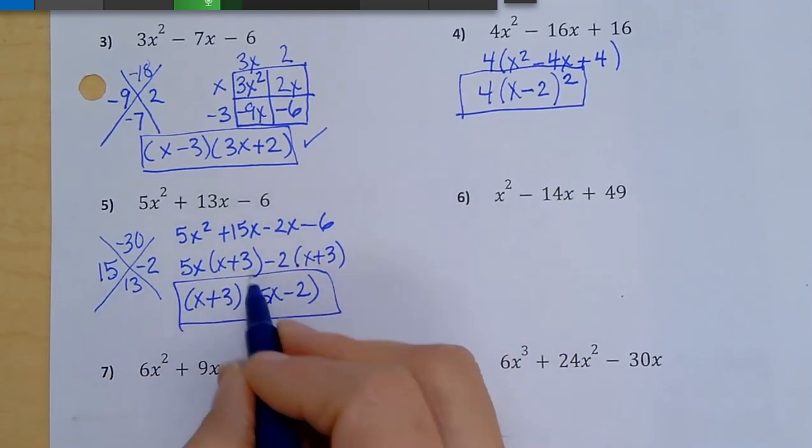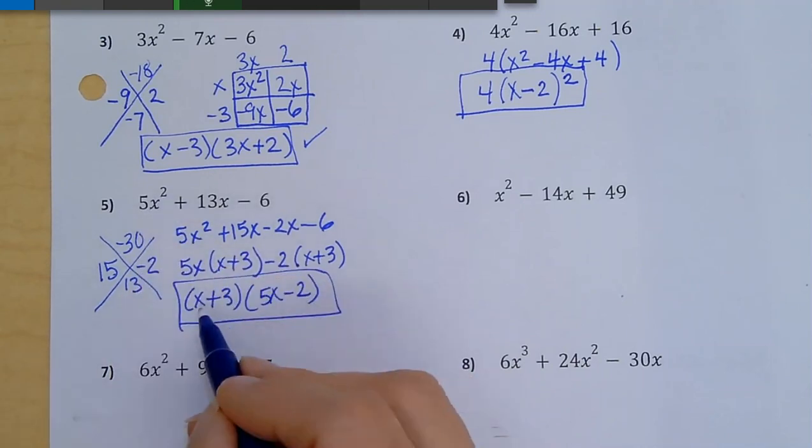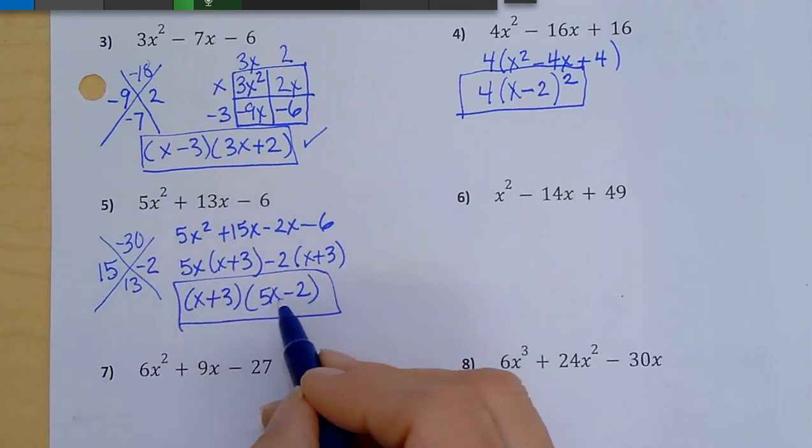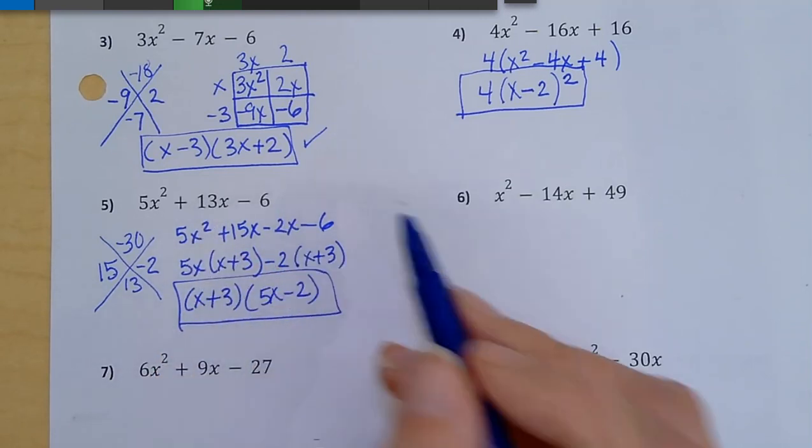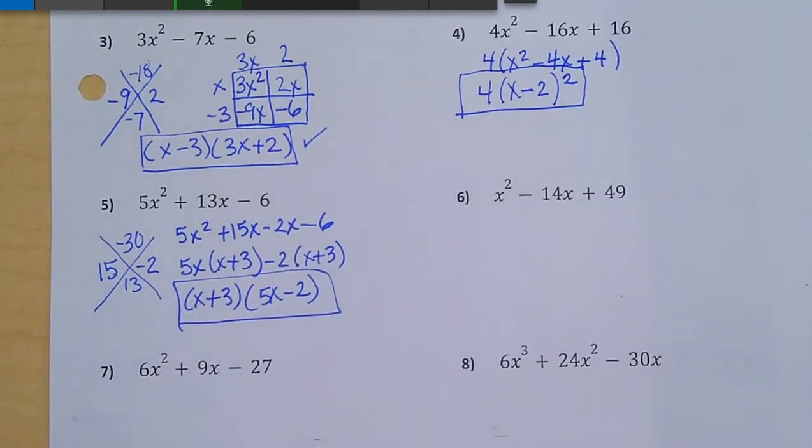X times 5x is 5x squared. Outer is negative 2x, inner is 15x. 15 minus 2 is 13x, positive, there you go. 3 times negative 2 is negative 6, so I checked it and it worked.